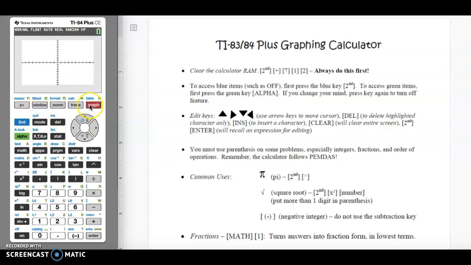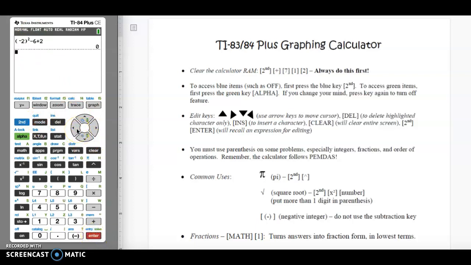And so whether that would be like the graph or the math menu, to get back to your just home screen, I can press second, mode, and then that really will make me quit back to my home screen. And so now I'm back to what I was working on originally. So we go ahead and we do this calculation.